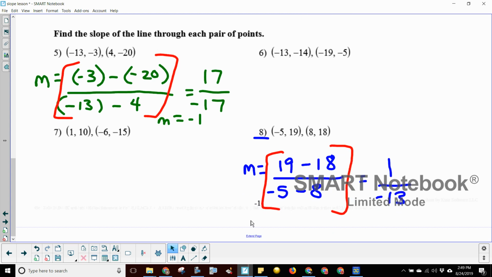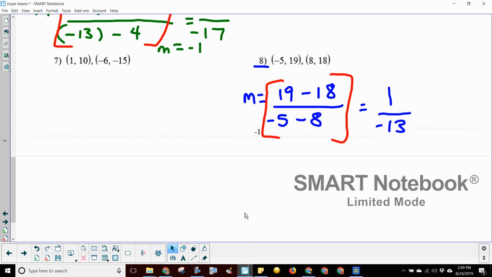When we did this one, let me extend the page just a little bit. When we did this one, 19 minus 18 is 1, and -5 minus 8. I had a lot of people say 3 or something like that, or -3. Same signs, add and keep, so make sure you just count correctly.